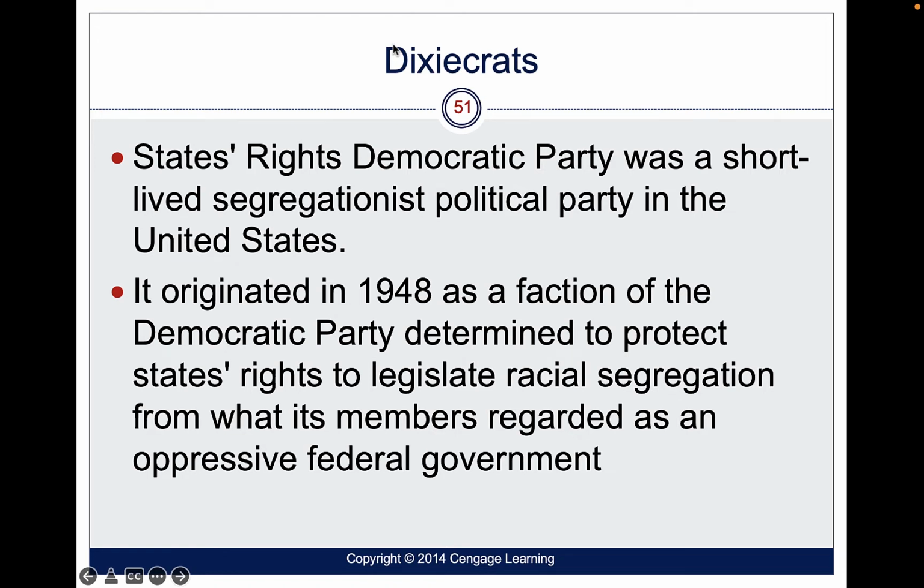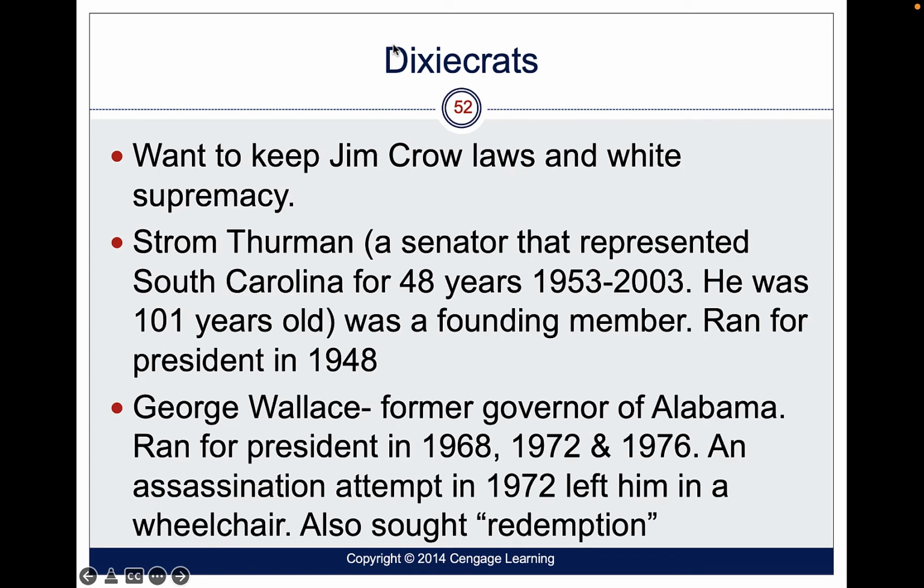These were states' rights Democrats who were short-lived segregationists. They fought against the civil rights movement that was forming. It originated in 1948. One of the leaders was a guy named Strom Thurmond, who we'll talk a little bit about. And this was put into place to protect states' rights to legislate racial segregation, keeping people separated, keeping people out, and claiming that we have an overreaching, oppressive government. They wanted to keep Jim Crow laws and white supremacy.